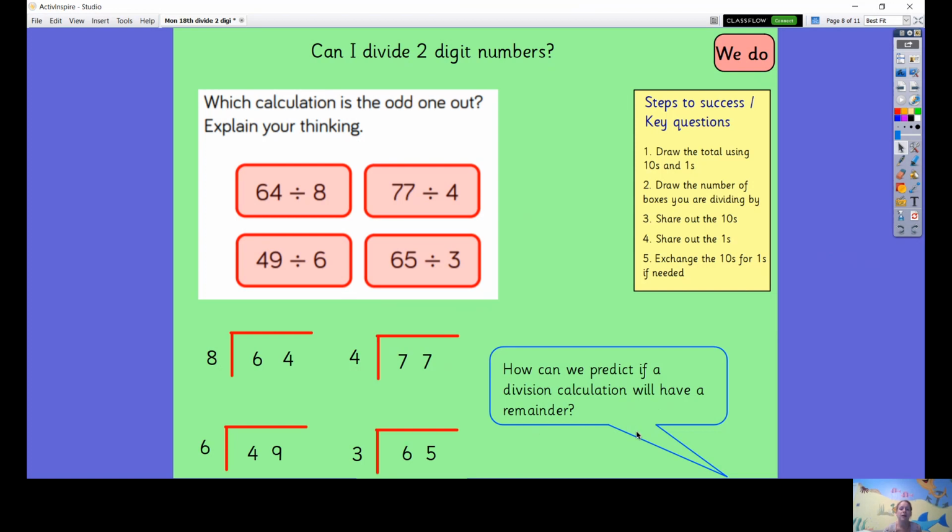Okay, it's quite tricky, but pause it and see if you can work out which one of those is the odd one out. And while you're thinking that, think about how we can predict if a division calculation will have a remainder. So pause now.